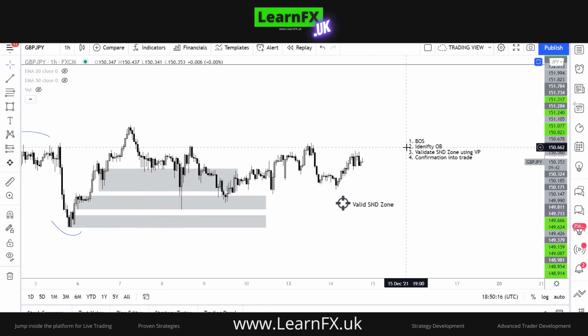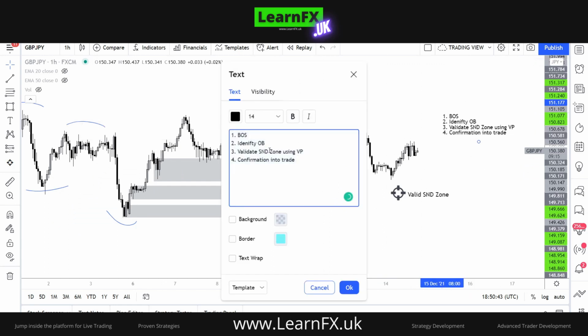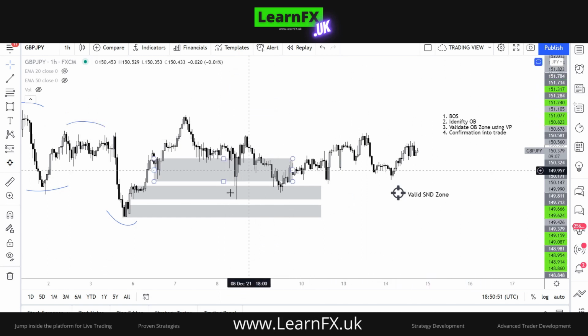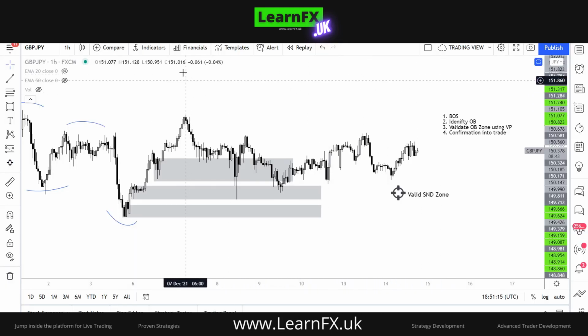So rule number 3 is validate our supply and demand zones using the volume profile. What I'm actually going to do is change this to OB, just to not confuse any of you. I'm referring to our order blocks or our supply and demand zones as the same thing. There are slight differences, but we don't need to know them for this video. Again, it's all going to be inside of the platform.